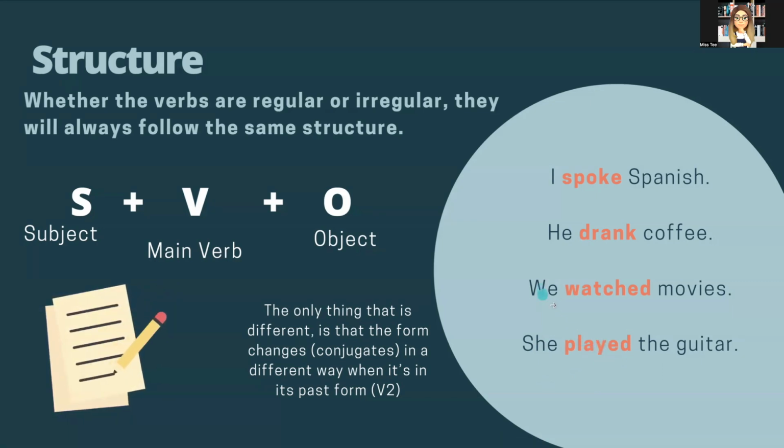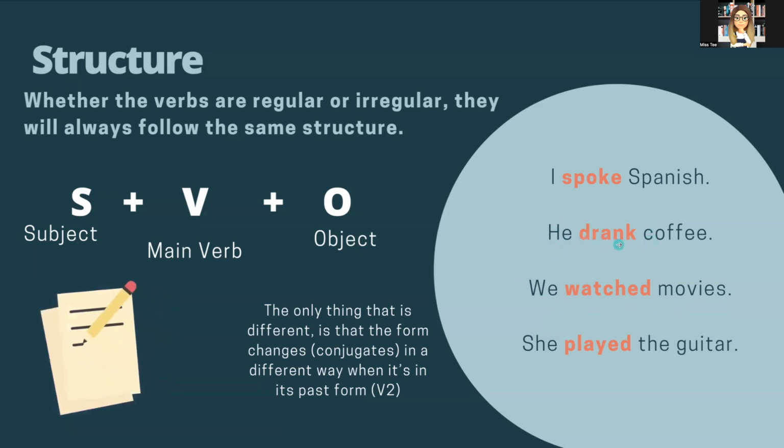The next one, we watched movies. We have subject, verb, object for this too. The verb here is in ed, so it's regular. We just add the ed at the end. He drank coffee. Now again, we have the same structure, subject, verb, object.